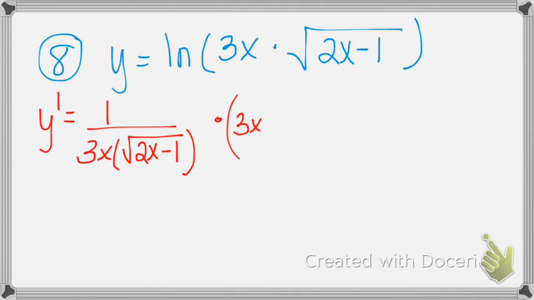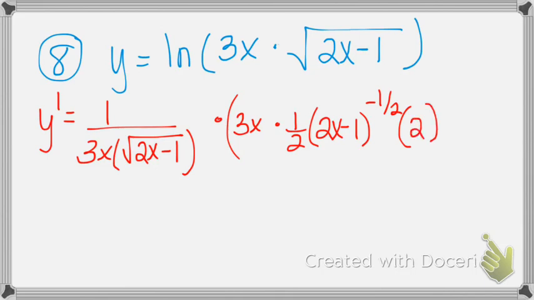Okay, the derivative of square root of something is 1/2 (2x minus 1) to the negative 1/2 times the derivative of the inside, which is 2, plus the second. I'm running out of room here. Times the derivative of the first, which is 3.